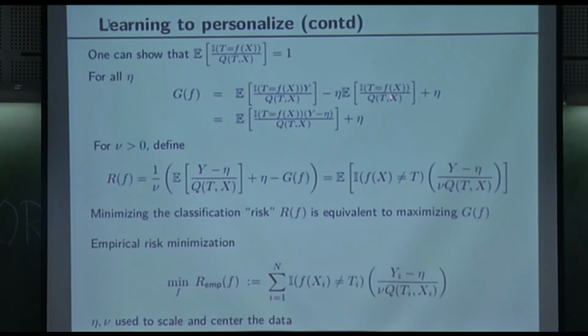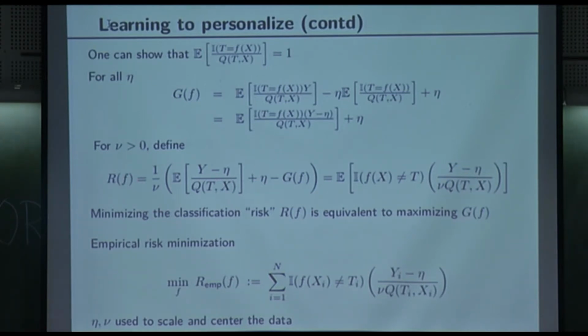So for all eta, since this quantity is equal to 1, g of f, I'm just adding and subtracting eta. Except for eta, I wrote this quantity. I took this and put it into the objective, and you get the indicator function of t is equal to fx, y minus eta divided by qtx plus eta. For nu greater than 0, define rf to be 1 over nu, this factor.